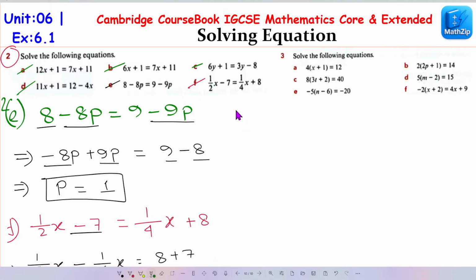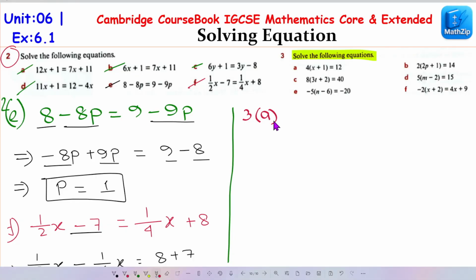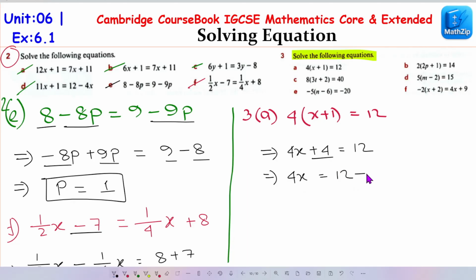Now we will start question 3, where it is also mentioned: solve the following equation. 3a: 4 times x plus 1 equals 12. So first we have to expand this bracket. So we can write 4x plus 4 equals 12. Then 4x equals 12. This plus 4 becomes minus 4. So 4x equals 12 minus 4, which is 8.